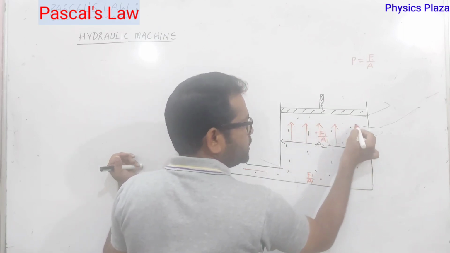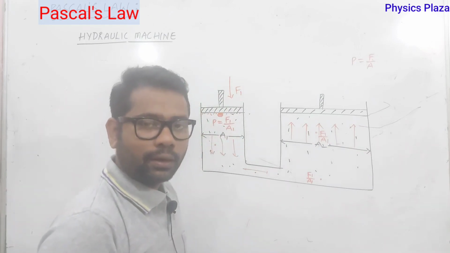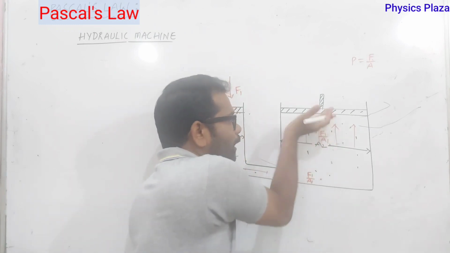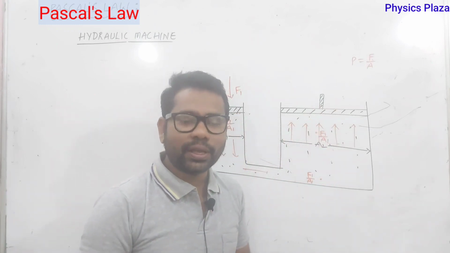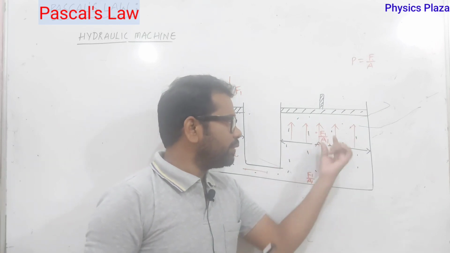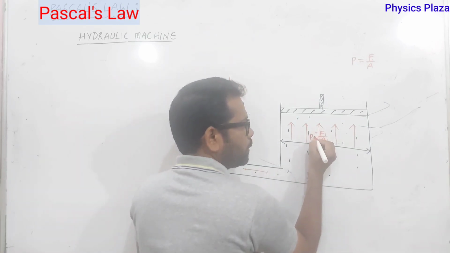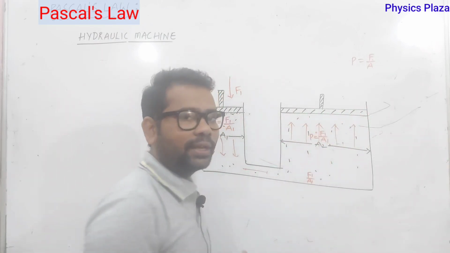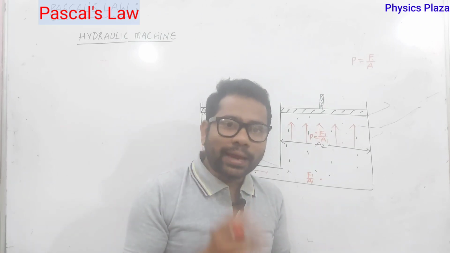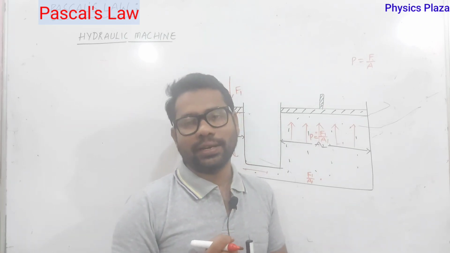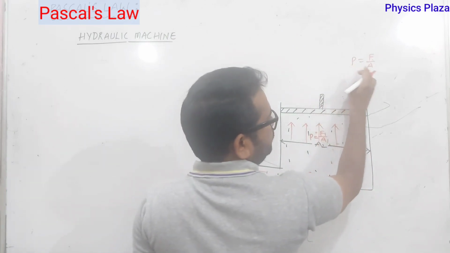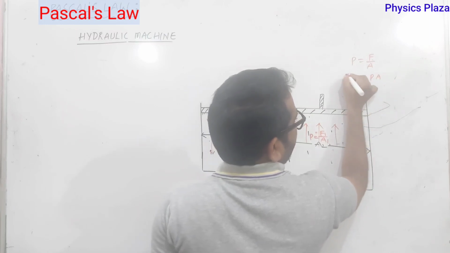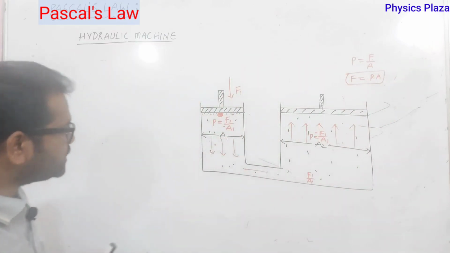The pressure is acting on this larger piston, vertically upwards. Now let F1 by A1 be P, the pressure acting on this larger piston whose surface area is A2. Then can we calculate the force acting on the larger piston? Yes, we can. From the formula pressure is equal to force by area, we can write force is equal to pressure into area.